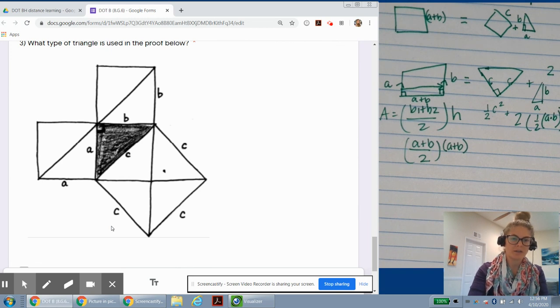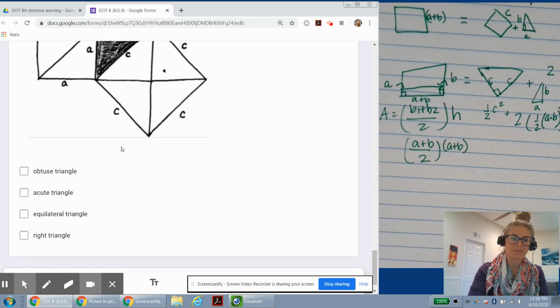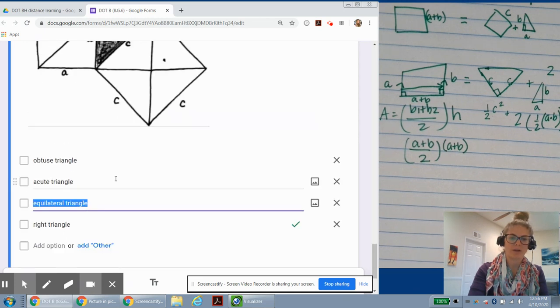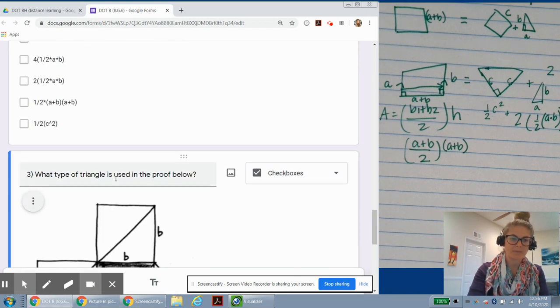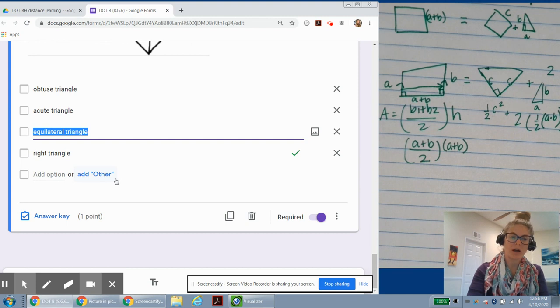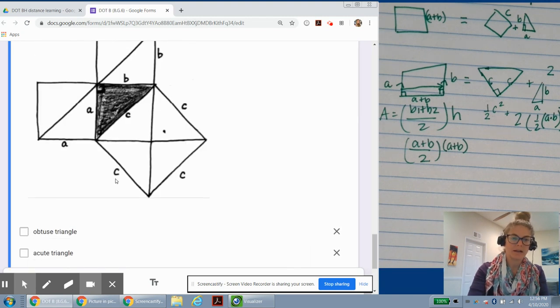What type of triangle is used in the proof below? What type of triangle does that have to be? It has to be a right triangle. It's the only triangle that the Pythagorean theorem has to use. So it has to be a right triangle.